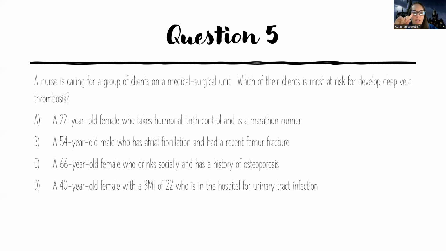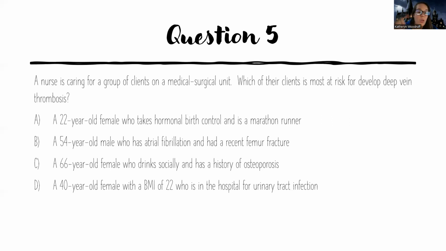So I think that she only has one risk factor. Second one, a 54-year-old male. He's middle-aged, so he's not really older, but he has atrial fibrillation. That's a huge risk factor. And recent femur fracture. That's 2 risk factors. All right. So now we got 2.